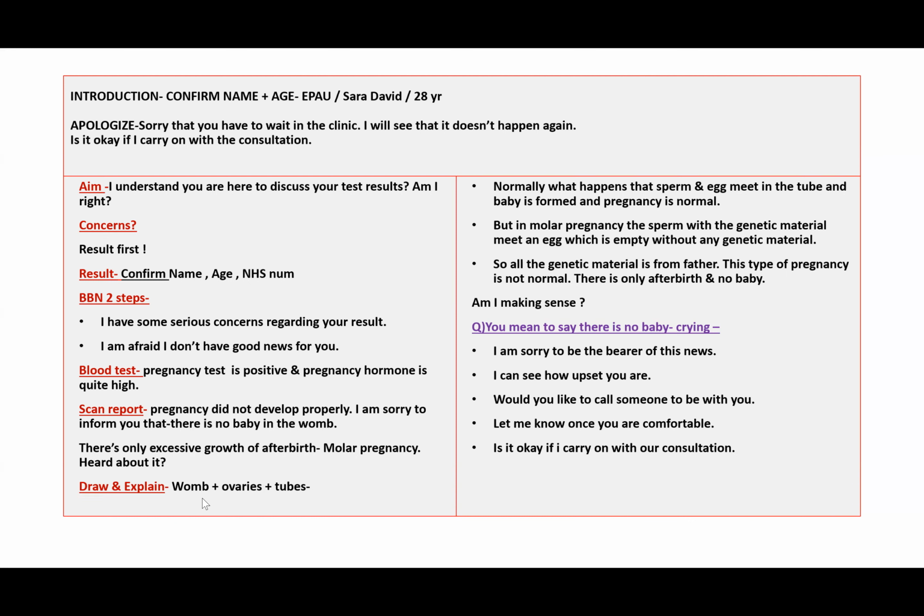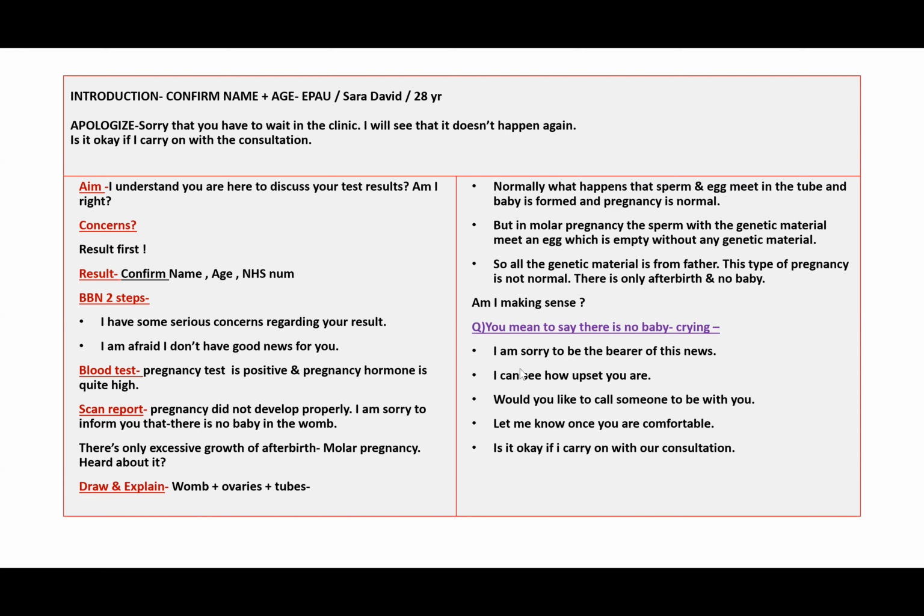See, let me explain to you with this drawing. This is the womb, the ovaries, and the tubes. Normally, sperm and egg meet in the tube and a baby is formed, pregnancy is normal. But in molar pregnancy, the sperm with the genetic material meets an egg which is empty. So all the genetic material is from the father. This type of pregnancy is not normal. There is only afterbirth and no baby. Am I making sense?